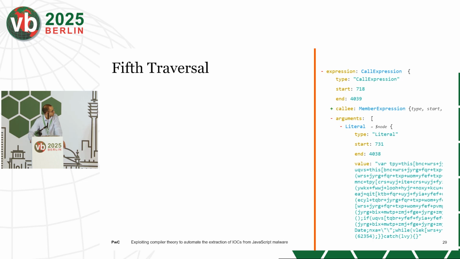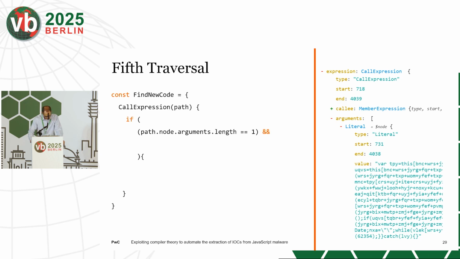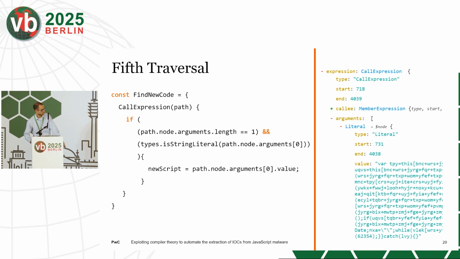So, as you can see on the right, we want a call expression, but in order to ensure we get the right one, we only want it if it has one argument, and that argument is a type of string literal. And if we do have that, we'll store that in a global variable that I defined outside this presentation called newScript. And then we'll take the output of newScript and extract the string from it, beautify it, and we get that.